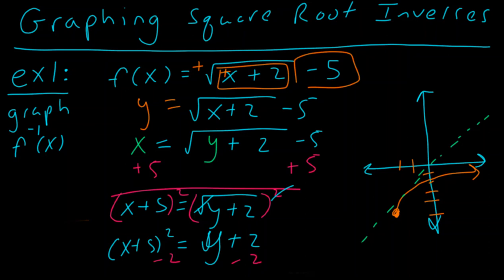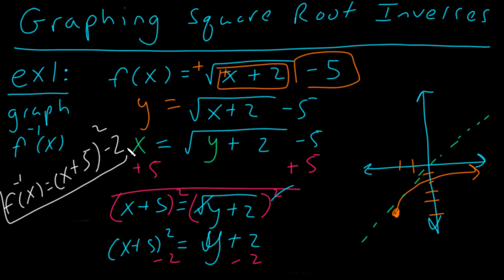And what we're going to wind up with is this. We're going to wind up with f inverse of x is equal to x plus 5 squared minus 2. Now what I'd like for you to do is pause the video, finish taking your notes, and let me clean this up just a little bit.